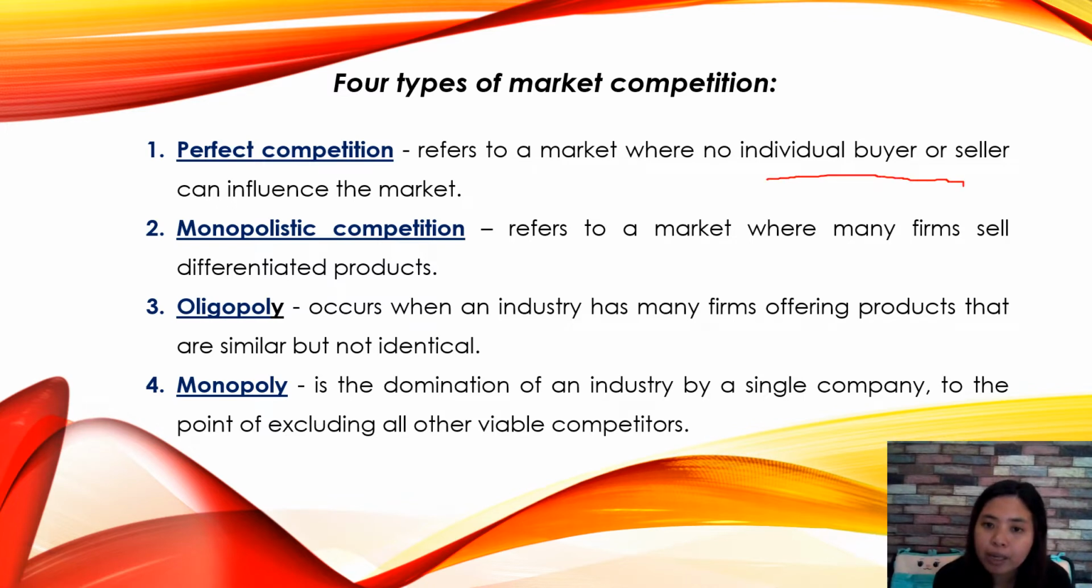Monopolistic competition naman refers to a market where many firms sell differentiated products. And oligopoly occurs when an industry has many firms offering products that are similar but not identical. Monopoly is the domination of an industry by a single company to the point of excluding all other viable competitors. So, domination of an industry by a single company.